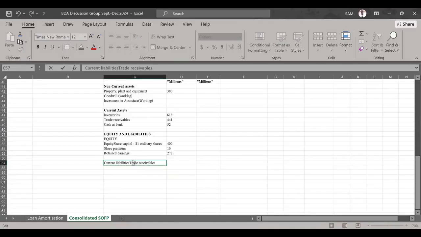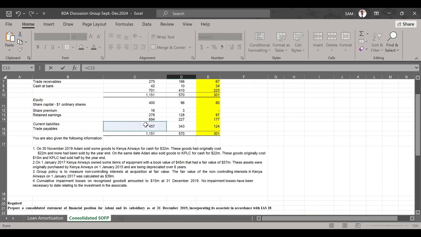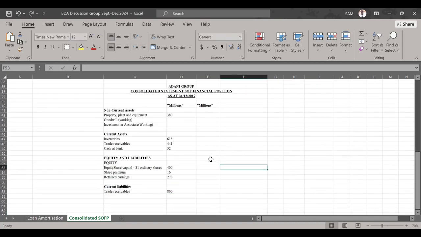This is trade. Why is it coming to one line? I did not separate it like that. Good. So these trade receivables, we also add what the parent has, 100%, and we add it to what the subsidiary is bringing over. Simple like that. We just add the parent and subsidiary.